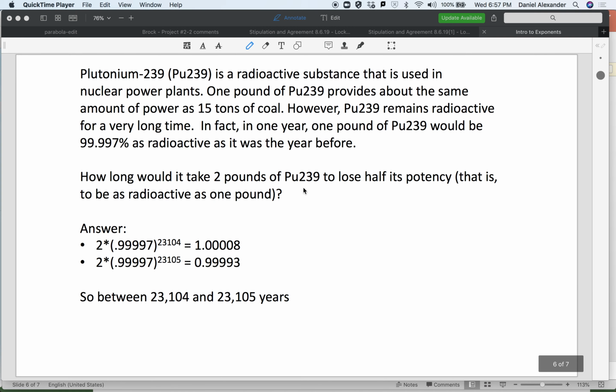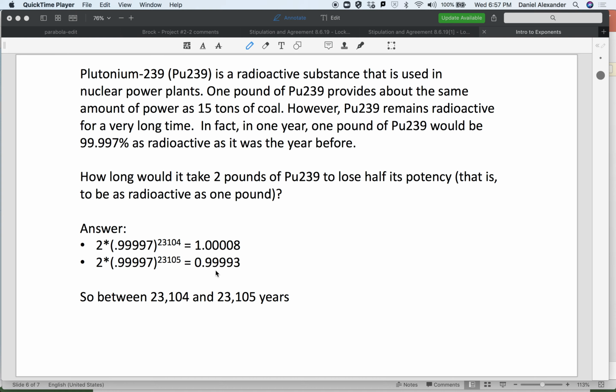The last one was the plutonium one. I asked how long it would take 2 pounds to lose half its potency, and that means how long does it take 2 pounds to become 1 pound. So I took the 2, that was how many pounds I had. I took 0.99997, which is the percent decay expressed as a decimal, and I just played around. First I tried 23,104, and I got a little over 1 pound, and then 23,105 was a little under 1 pound. So those 2 pounds become half as effective in about 23,000 years.